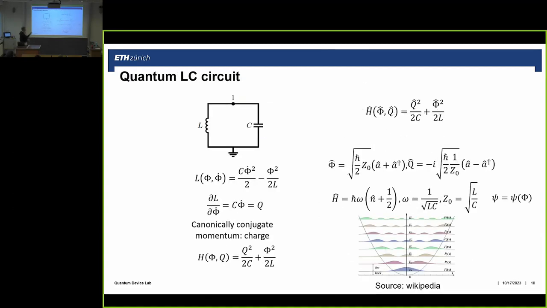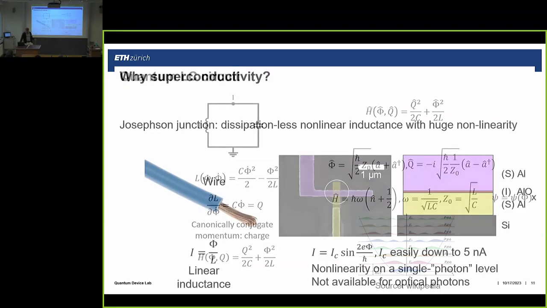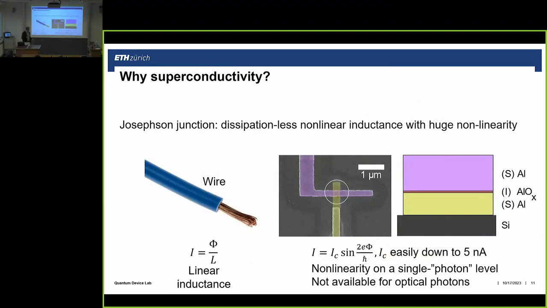And of course, once you have that, you can quantize it like a harmonic oscillator. I don't know how many of you had quantum mechanics, but it's just a harmonic oscillator. What is important is that the wave function is not a function of position, but a function of flux, where flux is defined as an antiderivative of voltage. Now, why superconductivity? We have a nice nonlinear element, the Josephson junction.